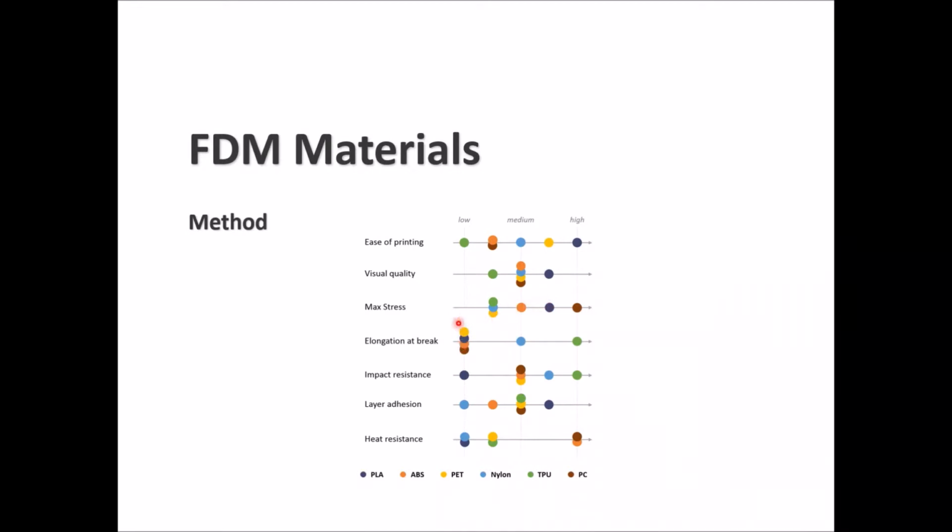For elongation at break, most materials mentioned are scoring low. Nylon is considered medium, but the TPU gives the best score in terms of elongation at break. For impact resistance, TPU is scoring the highest as well. So elongation and impact are mechanical properties, and you can see the TPU has good mechanical properties. Below that, the nylon, followed by the PC, ABS, and PET, but the PLA fails to handle a lot of impact.